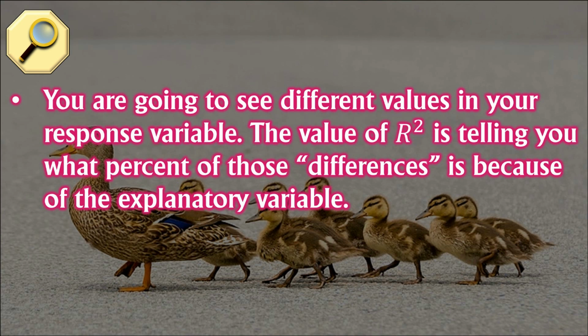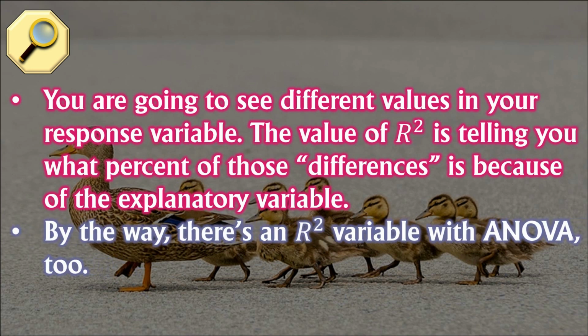R squared is giving us a value that represents that. R squared might not be a value that we end up using as part of a test of inference, but it is an interesting value on its own that connects our explanatory variable and response variable and gives us a picture of how much information the explanatory variable is really giving me. By the way, there is an R squared variable with ANOVA too. We just didn't talk about it, but it means exactly the same kind of thing there.